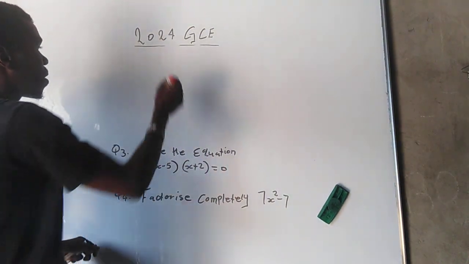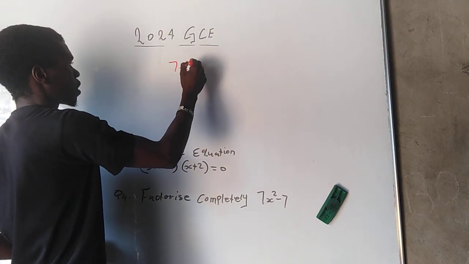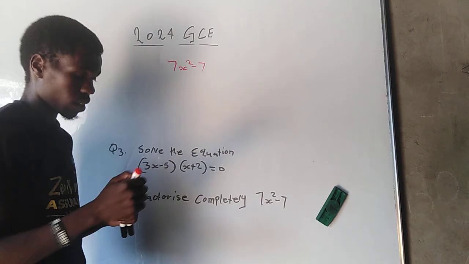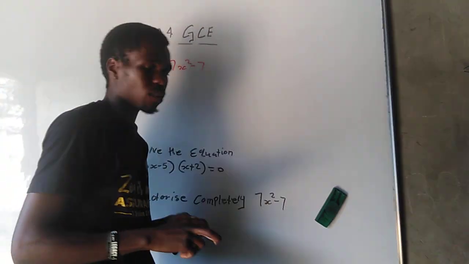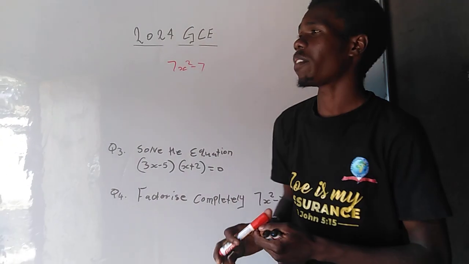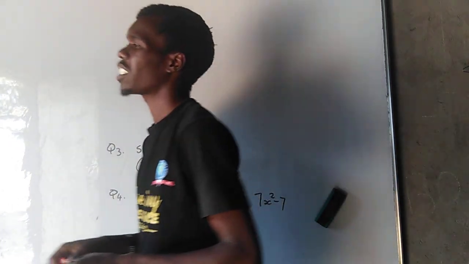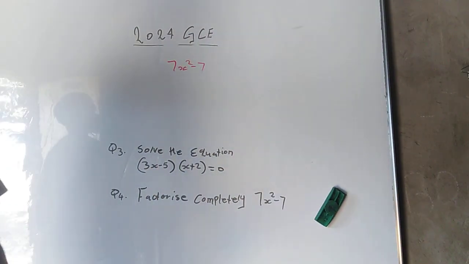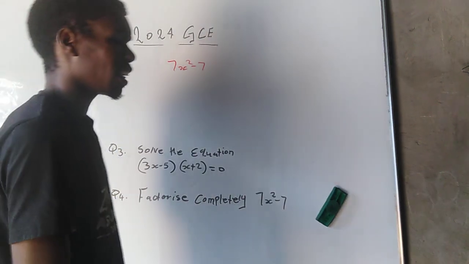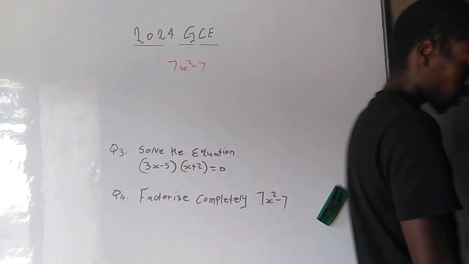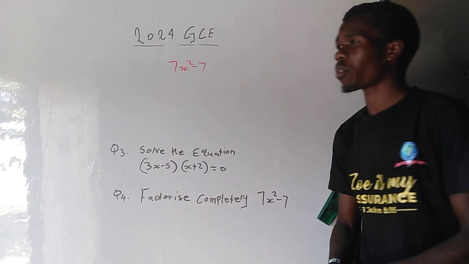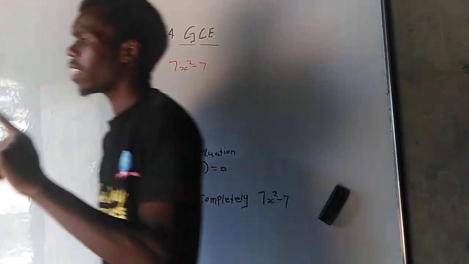Factorize completely, I'm having 7x squared minus 7. So this qualifies to be a difference of 2 squares because it's having a square, it's having a 2 as the even number. So now I'm supposed to come up with one in positive form and another one in negative form.